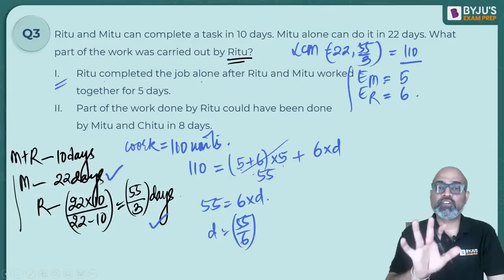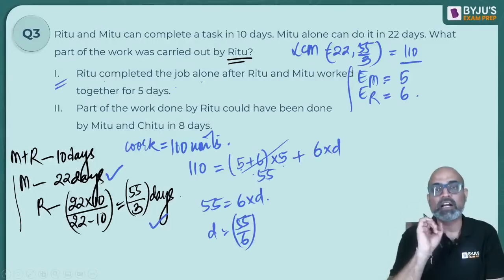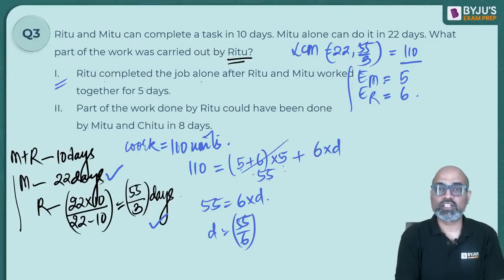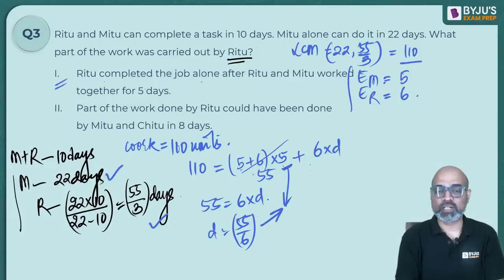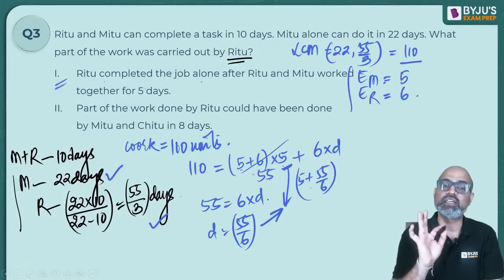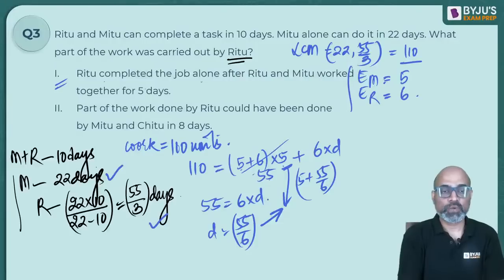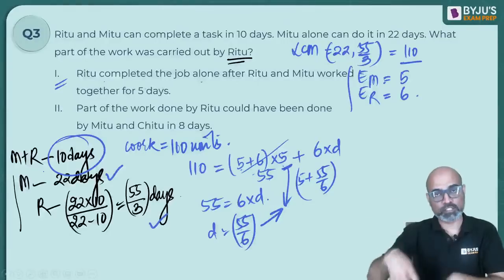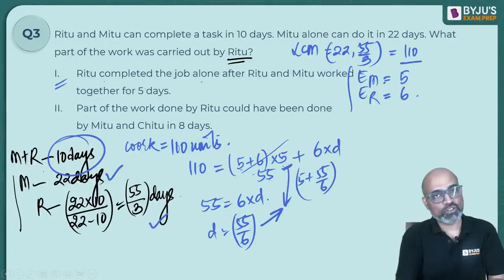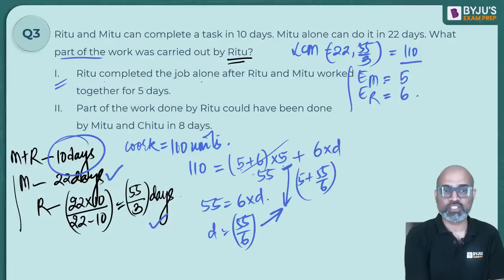So Ritu was working for how long in this? Ritu ने कितना part काम किया? So can I say Ritu worked for 5 days with Mitu and she worked for 55 by 6 days alone as well? So total कितने days काम करा उसने? 5 days plus 55 by 6 days. इतने days काम करा और total days का काम कितने days का था? Total together का 10 days का था. So from here can you figure out कि out of 10 days together if she does this much amount of work, so what is the fraction of the work she finished? What part of the work she finished?